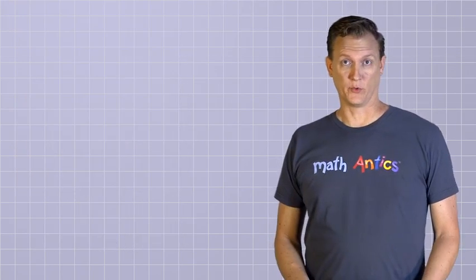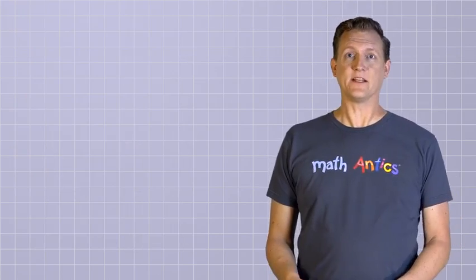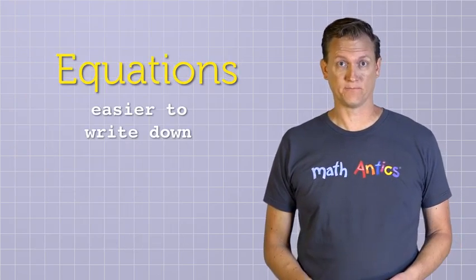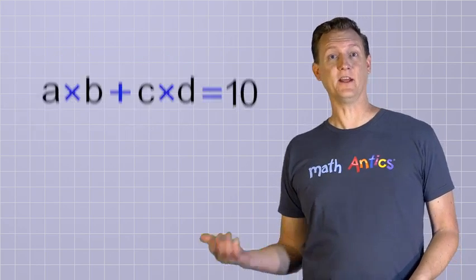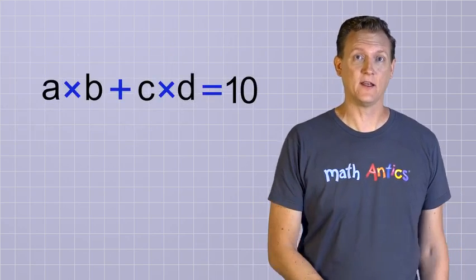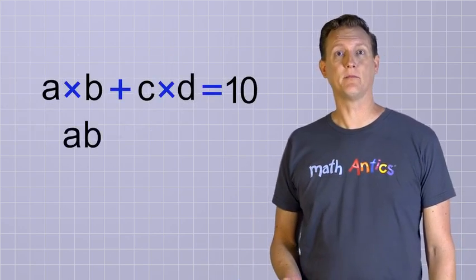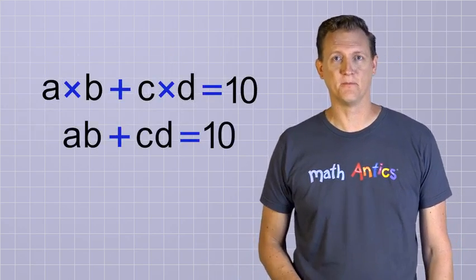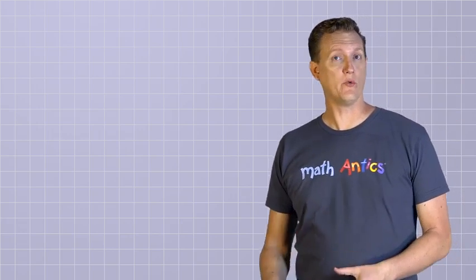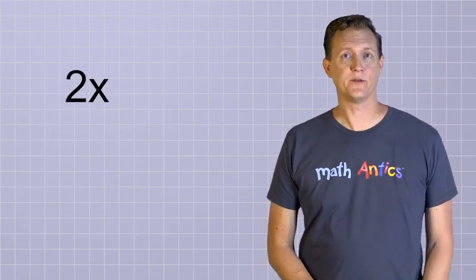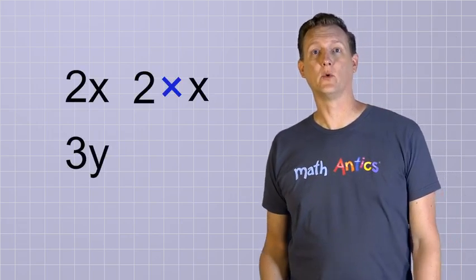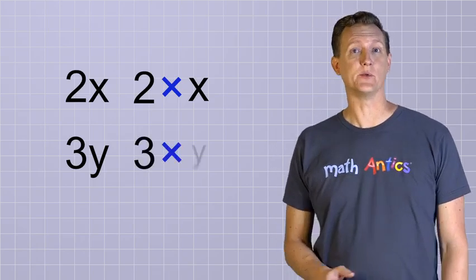The advantage of this rule about multiplication is that it makes many algebraic equations less cluttered and easier to write down. For example, instead of this, a times b plus c times d equals 10, you could just write ab plus cd equals 10. You can also use this shorthand when you're multiplying a variable and a known number, like 2x, which means the same thing as 2 times x, or 3y, which means the same thing as 3 times y.